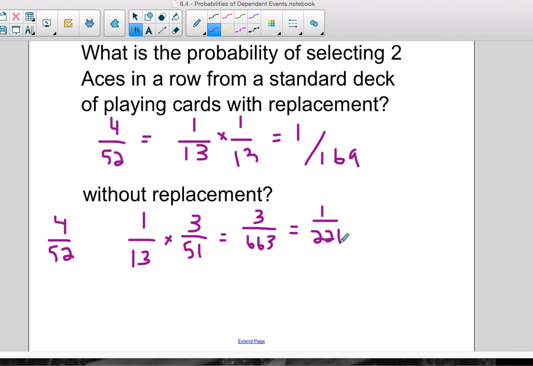It's even less, which should make sense. If you did draw an ace the first time, well, now there's even less aces out there. Yeah, the sample space is smaller, but it's only smaller by 1. Not really getting that great of odds. So that's why one is 1 over 169, one is 1 over 221. Still not good odds either way, but it's even worse if you don't put the card back. You're not putting the ace back. It means only 3 left instead of 4.